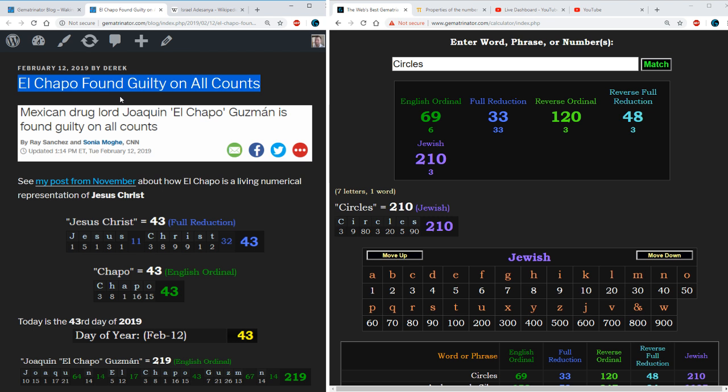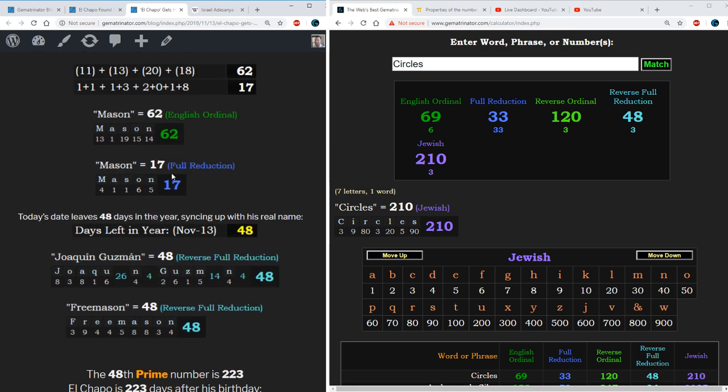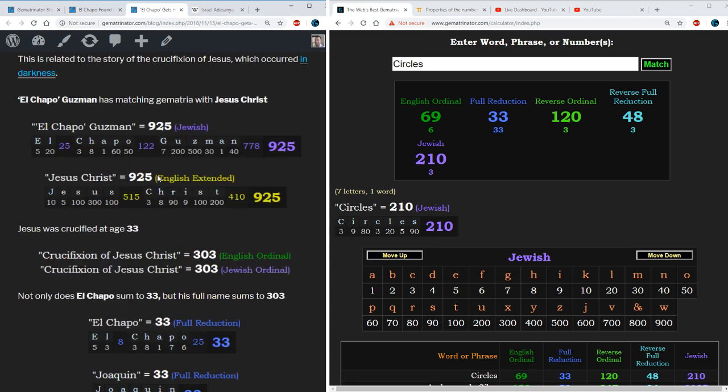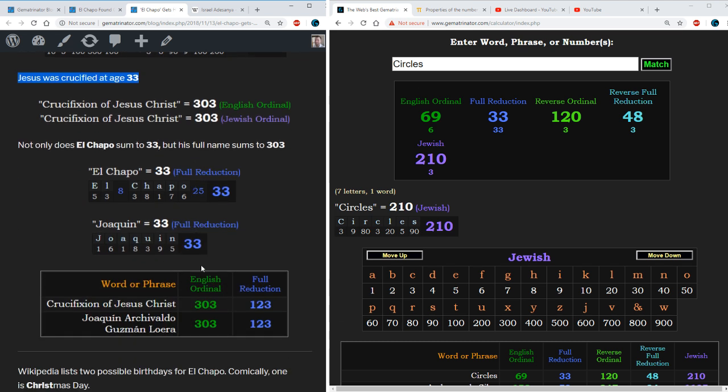Let's take today, for instance, where El Chapo was found guilty on all 10 counts. Back in November, when he first went on trial, I made a post discussing the numerology of El Chapo and how it's related to Jesus Christ. This code of letters and numbers is based in the Bible, and of course the New Testament contains the story of the crucifixion of Jesus Christ. El Chapo's real full name, in fact, has matching gematria with crucifixion of Jesus Christ.